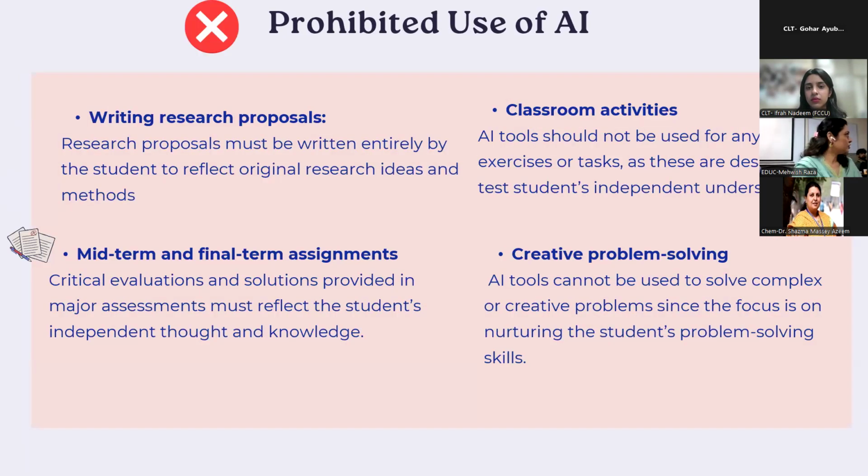And these are some prohibited uses of AI in my courses, like writing the whole research proposal, of course, midterm and final-term assignments, and classroom activities. For those classroom activities which I designed, the students must use their own brain, their own creative skills, analytical abilities, and especially teamwork. So they are not even allowed to use their phone. Creative problem solving. Even though we say that AI is a threat to student creativity, to some extent we can make it more creative in a sense.